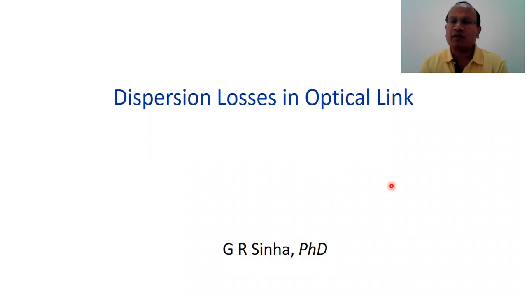When the signal travels in the form of light, the signal quality is degraded. The degradation in the signal quality is due to a number of factors, and accordingly, depending on different factors, the losses are classified. So in the previous lecture, we have discussed propagation losses in the optical link. This lecture is especially about dispersion losses, because the dispersion phenomenon is an important phenomenon in the optical link.